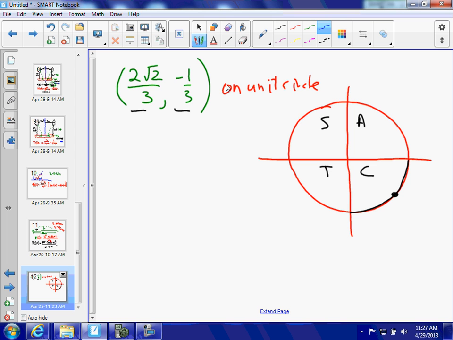I'm going to make my triangle, I drop my perpendicular. Here is my angle. So I know that my sine, which is my y value here, is going to be negative 1/3. And I know that my cosine, which is my x value, is going to be 2 radical 2 over 3. And because it told me it's a unit circle, I know that my hypotenuse is 1.